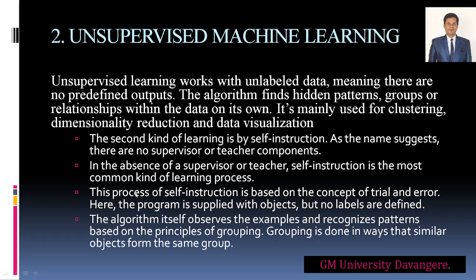The name itself says there is no supervisor or teacher component. Without the help of a teacher or any supervisor, you have to learn by yourself. The absence of a supervisor or teacher is the most common kind of learning process. That is self-instruction, and the process of self-instruction is based on the concept of trial and error methods. Every time you have to see the trial and error methods.